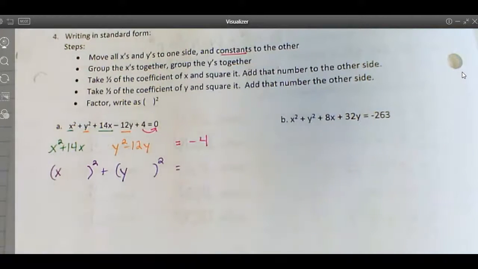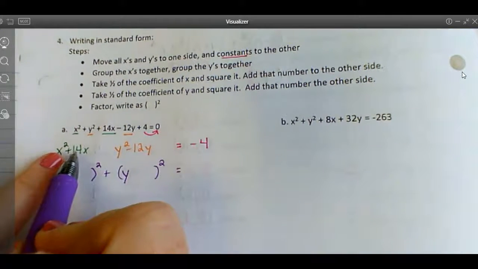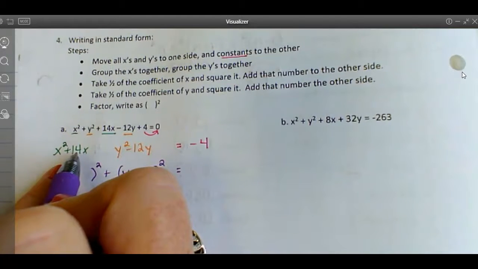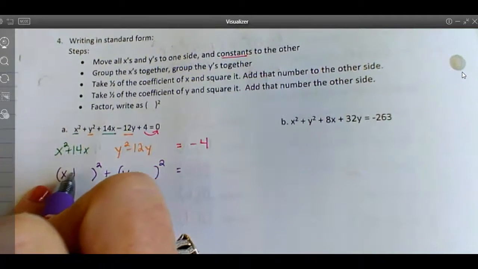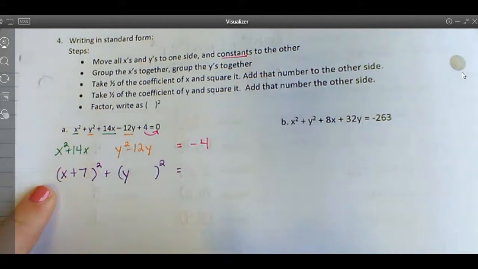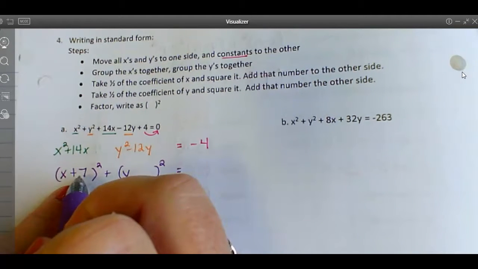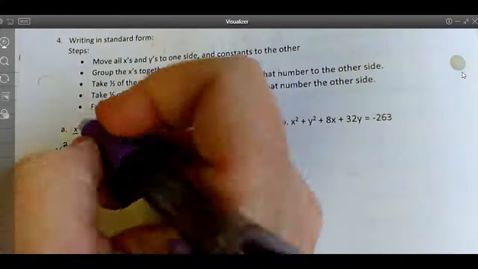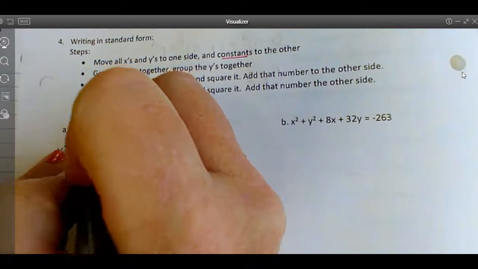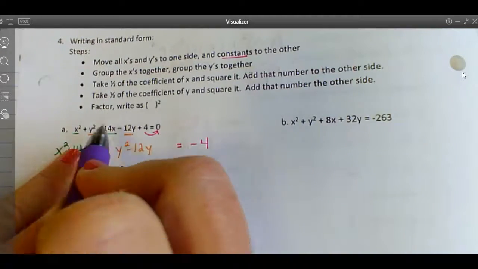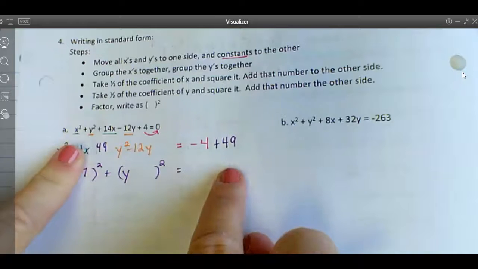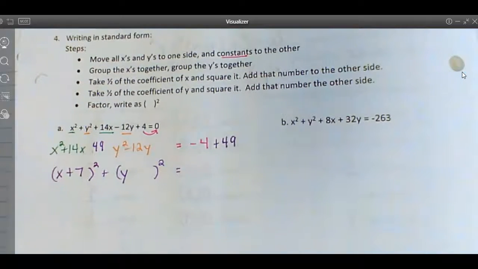The number that you're going to put in the parentheses is half of the 14, and it's going to be half of the 12. So you take half of 14, you divide it by 2. You get 7. Okay? So you take half, but then you have to square it. It's 49. 49 goes in this missing place, and when I put it in the missing place, I have to also add it on the other side, because what I do to one side, I have to do to the other side. Okay?